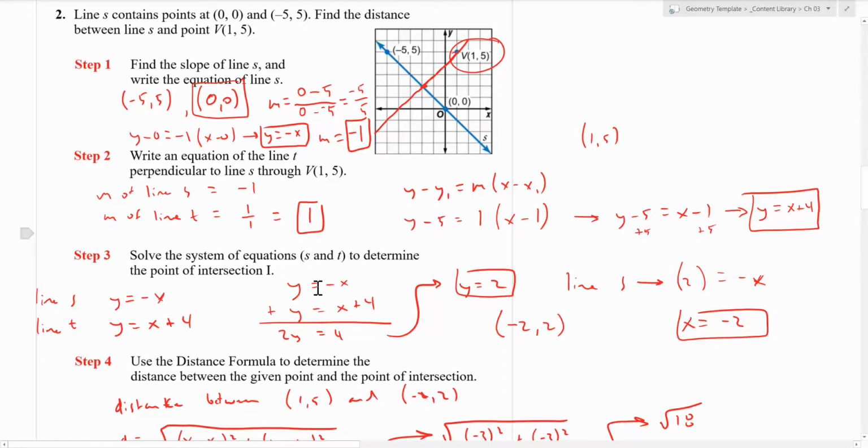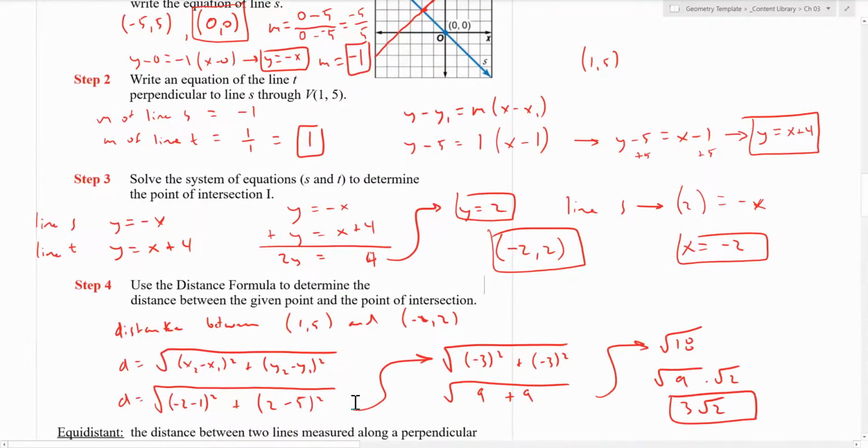So we solve the system of equations using elimination. We stack them: y equals negative x, y equals x plus 4. We add them together, the x's cancel out, 2y equals positive 4. So y equals 2. There's my y equals 2. I plug that back in for line S to find my x value. 2 equals negative x, so x equals negative 2. So now that's our point of intersection.